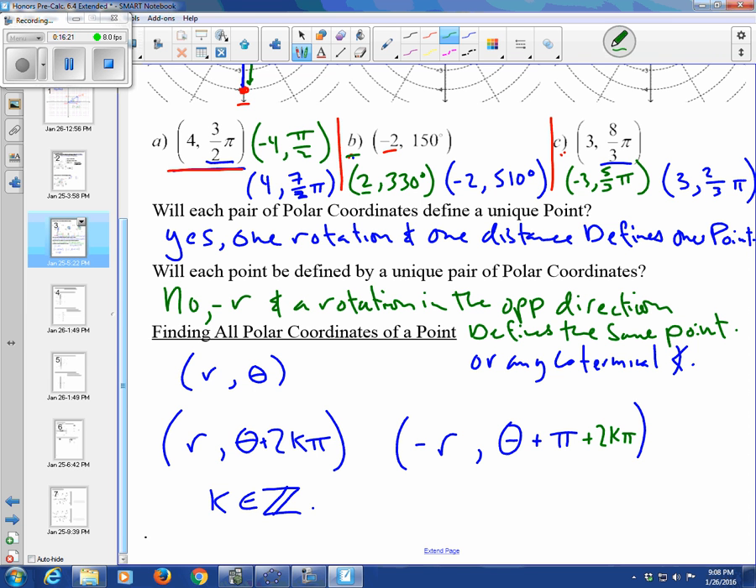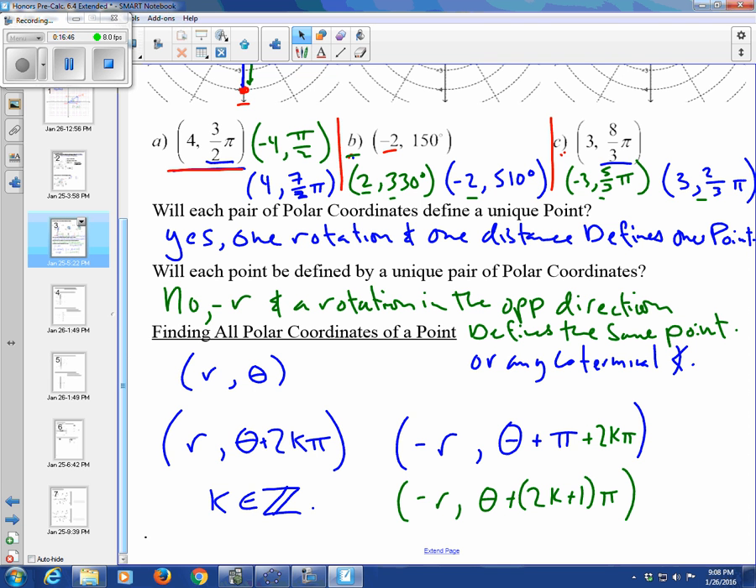So actually we've come up with just 2 examples here that will take us to the same point, but really there are infinite examples, and we could represent this second point in a more simplified form. We could say this would be theta plus (2k plus 1) pi. So really infinite polar coordinates can define the same point.